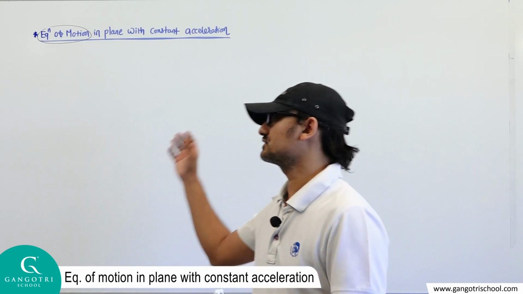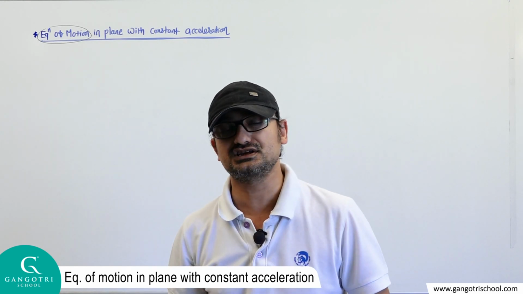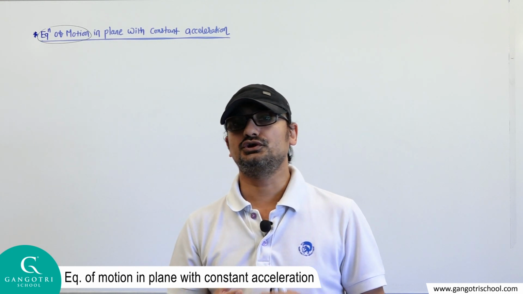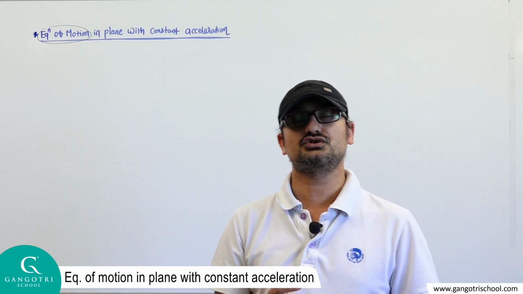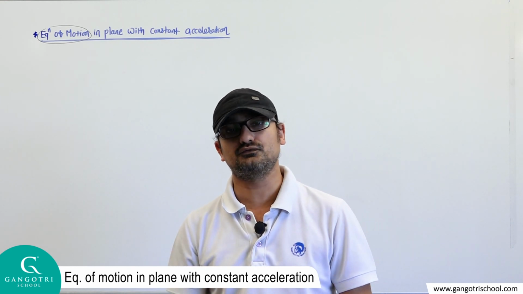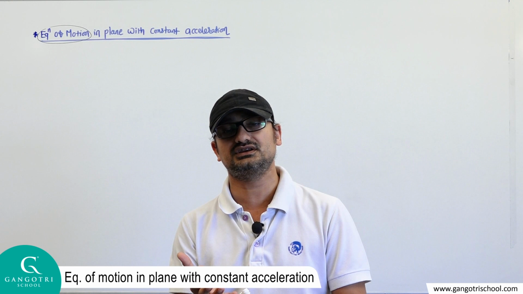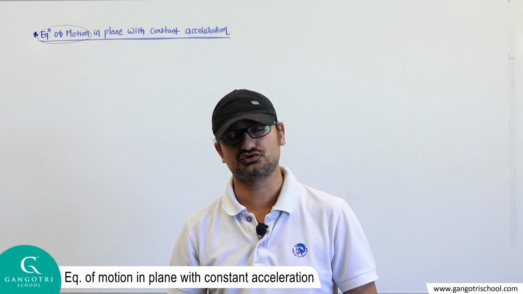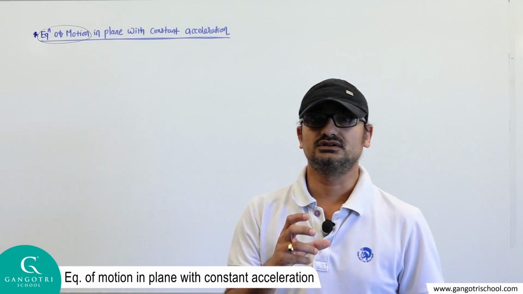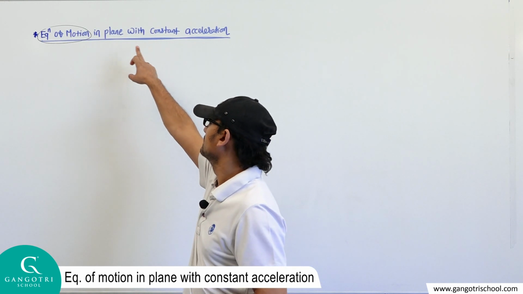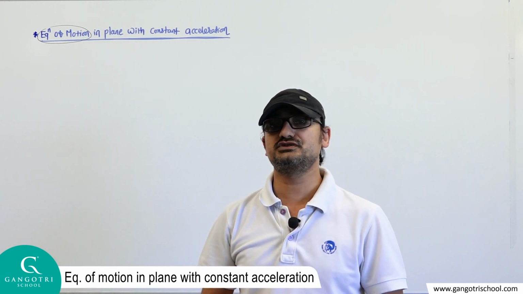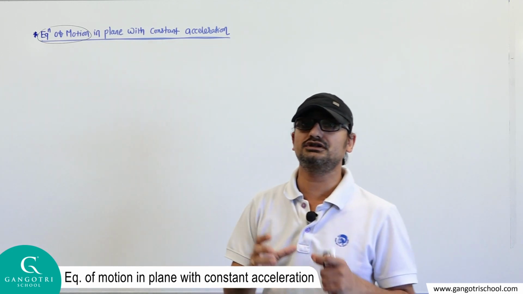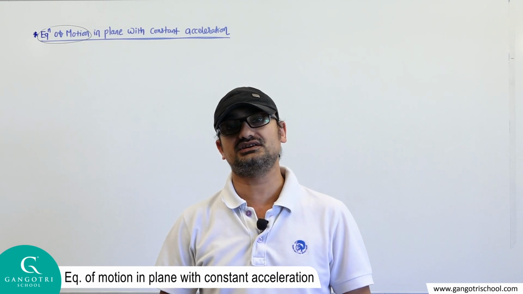So in short, equation of motion means equation of displacement, equation of velocity, equation of acceleration, time. During the motion of any object, these physical quantities are involved: time, displacement, velocity, acceleration. The equations of these physical quantities are known as the equation of motion. But here we will discuss two-dimensional motion, motion in a plane. Motion in a plane means we consider that the object performs two-dimensional motion. Along with that, we also consider one condition: during the motion, the acceleration of the object is constant.